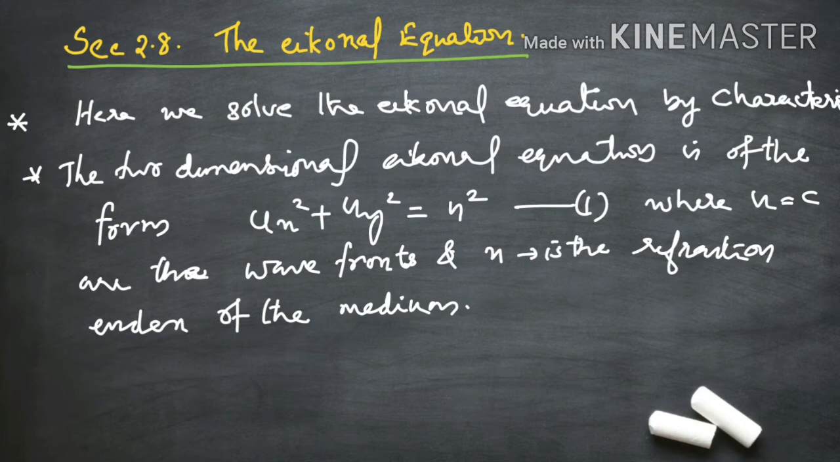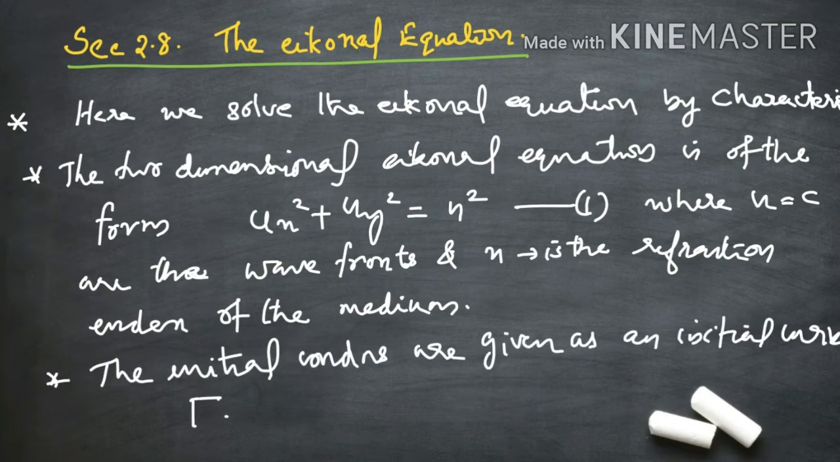The initial conditions are given in the form of an initial curve gamma. We know that the characteristic method is applicable only for finding the solution to the Cauchy problem, or problems with some initial conditions, isn't it?